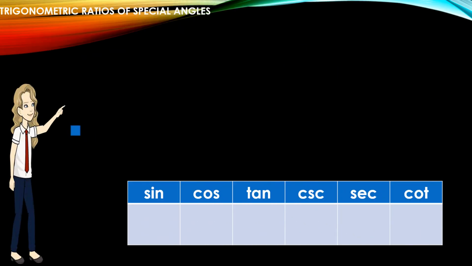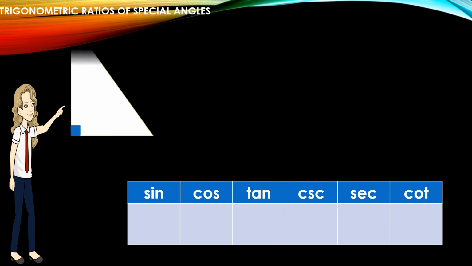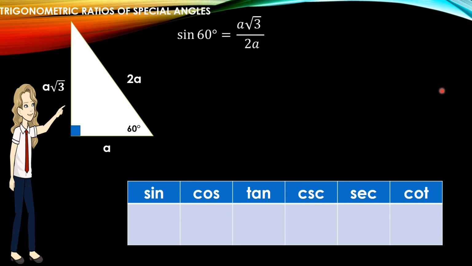Okay, now we're going to get the 6 trigonometric ratios of 60 degrees. In this triangle, we have here the 60 degrees. We know that the opposite of the 60 degrees is the longer leg. So our longer leg is A square root of 3. Our shorter leg is A. And our hypotenuse is 2A. We're going to get the 6 trigonometric ratios using that.